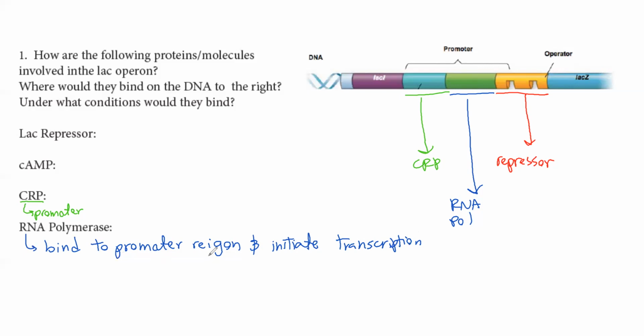RNA polymerase won't always bind to the promoter though. It has some special conditions. It'll only bind to the promoter if two things happen. This might be a good place to pause and see if you remember what two things have to happen for RNA polymerase to bind.